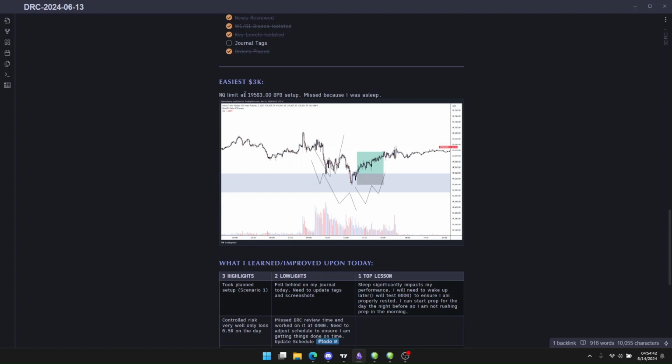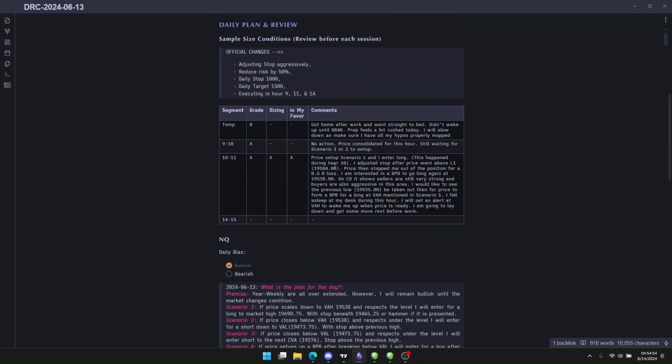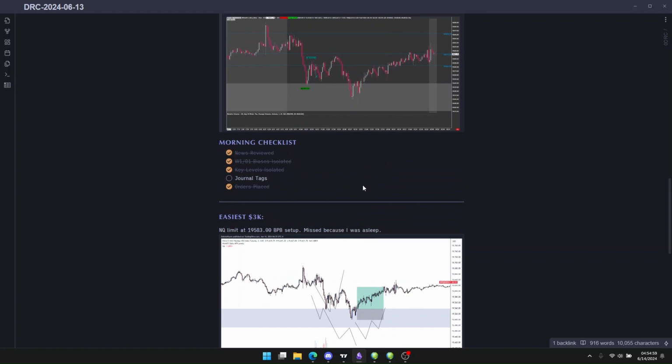So NQ easiest 3K that I could have made today was NQ limit at 583. I missed it because I was asleep. It was a breakout pullback that I planned at 11, and it actually set up around 12:14, I think.